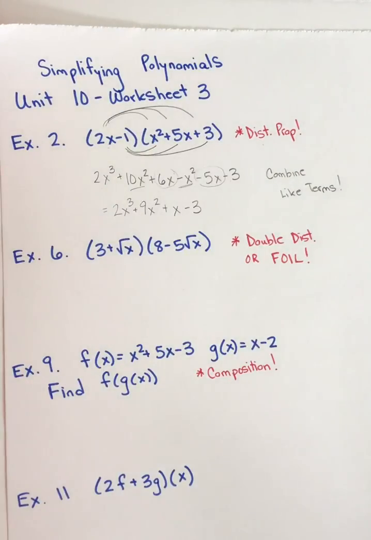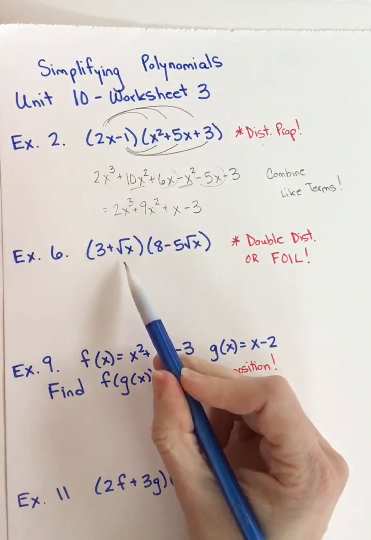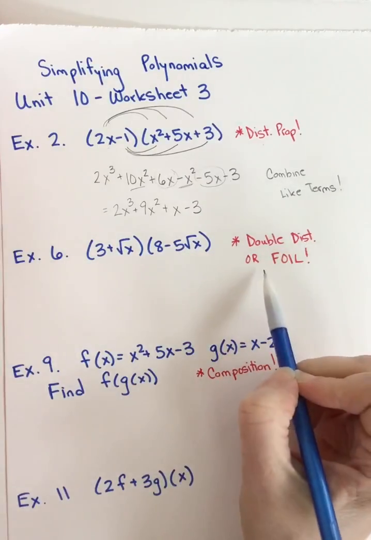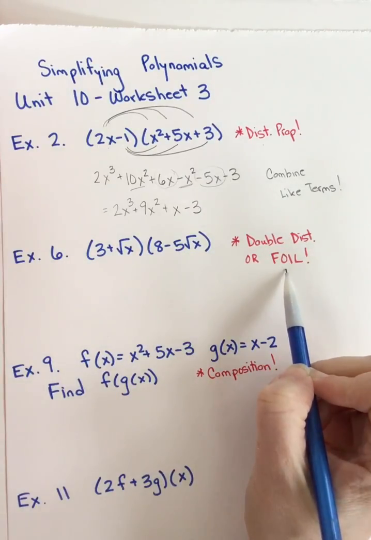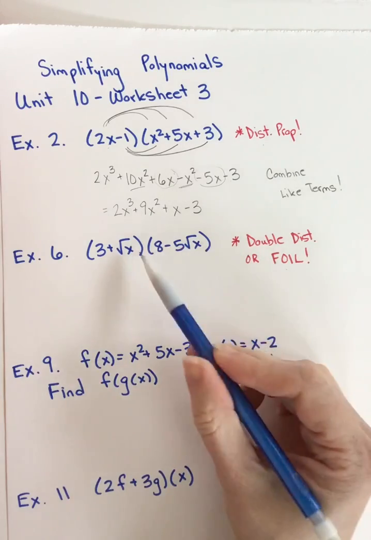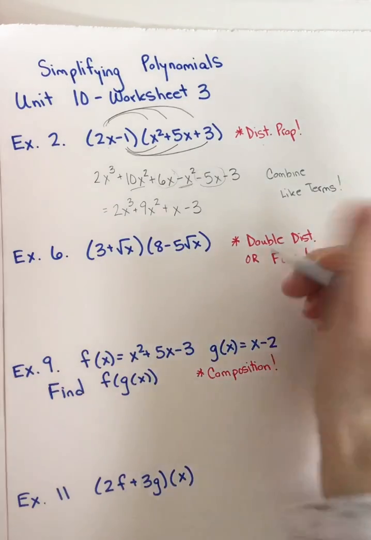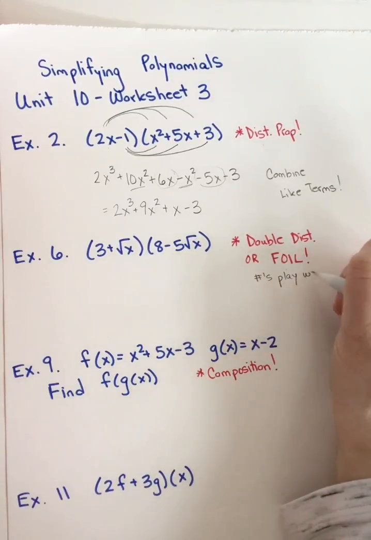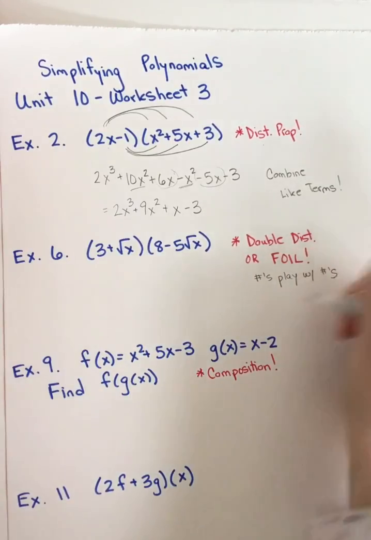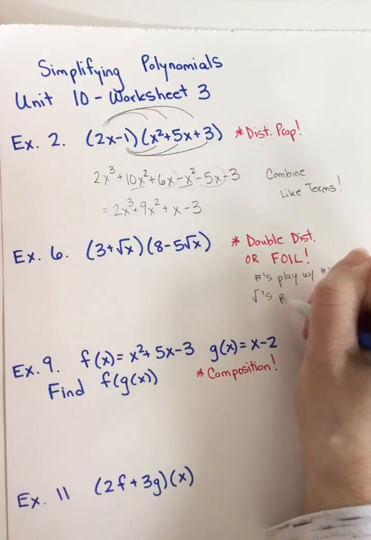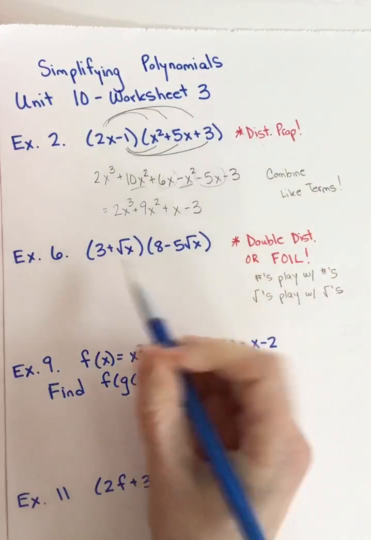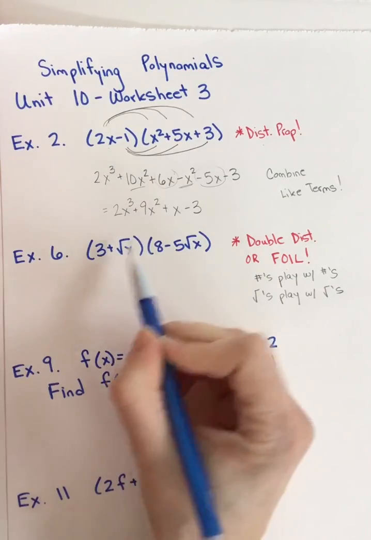Okay, not too bad. For the next one, again, I have a quantity times a quantity. This is double distributive, or I get to use my favorite four-letter F word, FOIL. I also need to remember one of my properties from radicals. Numbers play with numbers, and radicals play with radicals. So that's going to help me figure out which pieces of the puzzle multiply together.